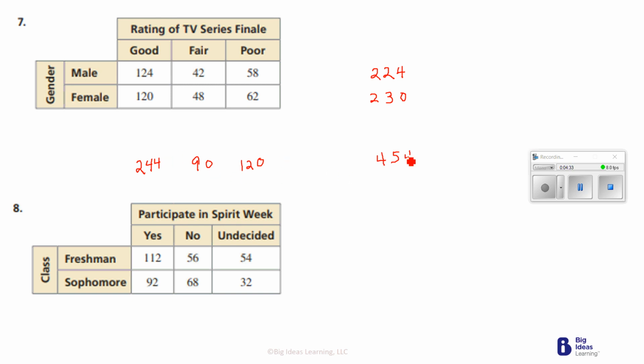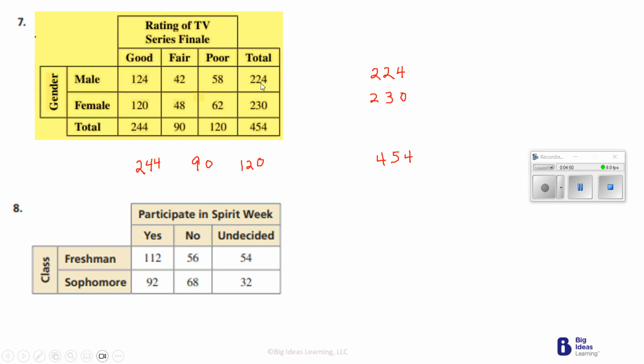4 plus 0, that's 4. 4 plus 9, that's 13. Plus 2 more make 15. And then we'll carry the 1. 1 plus 2 is 3, and 3 plus 1 is 4. That's perfect. So when we do this, we can see that 224 will be here, 230 will be here, 454 here, 120 here, 90 here, and 244 here.